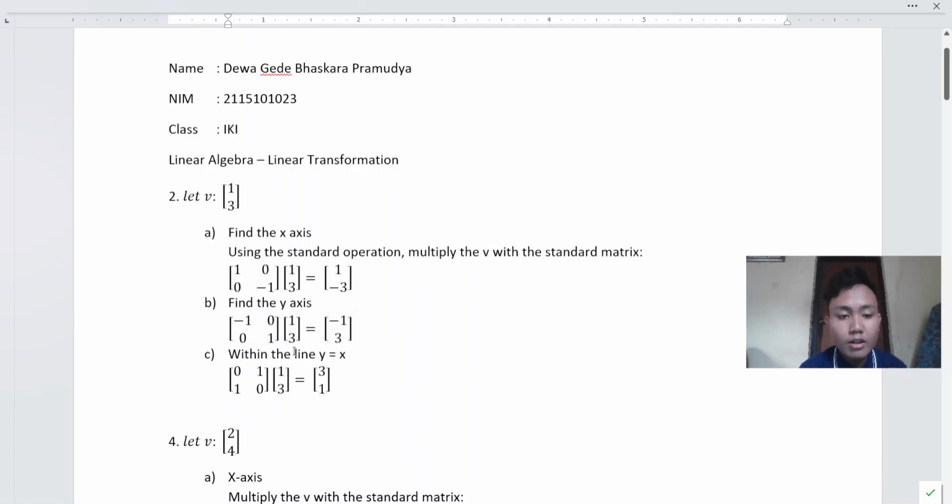Next, the reflection across the line y equals x. It is also the same operation, so we use the standard matrix here, that is [0, 1; 1, 0], and multiply it with v, which is (1, 3). So 0 times 1 is 0 and 1 times 3 is 3, giving 3. Then 1 times 1 is 1 and 0 times 3 is 0. So the result for the line y equals x is (3, 1).